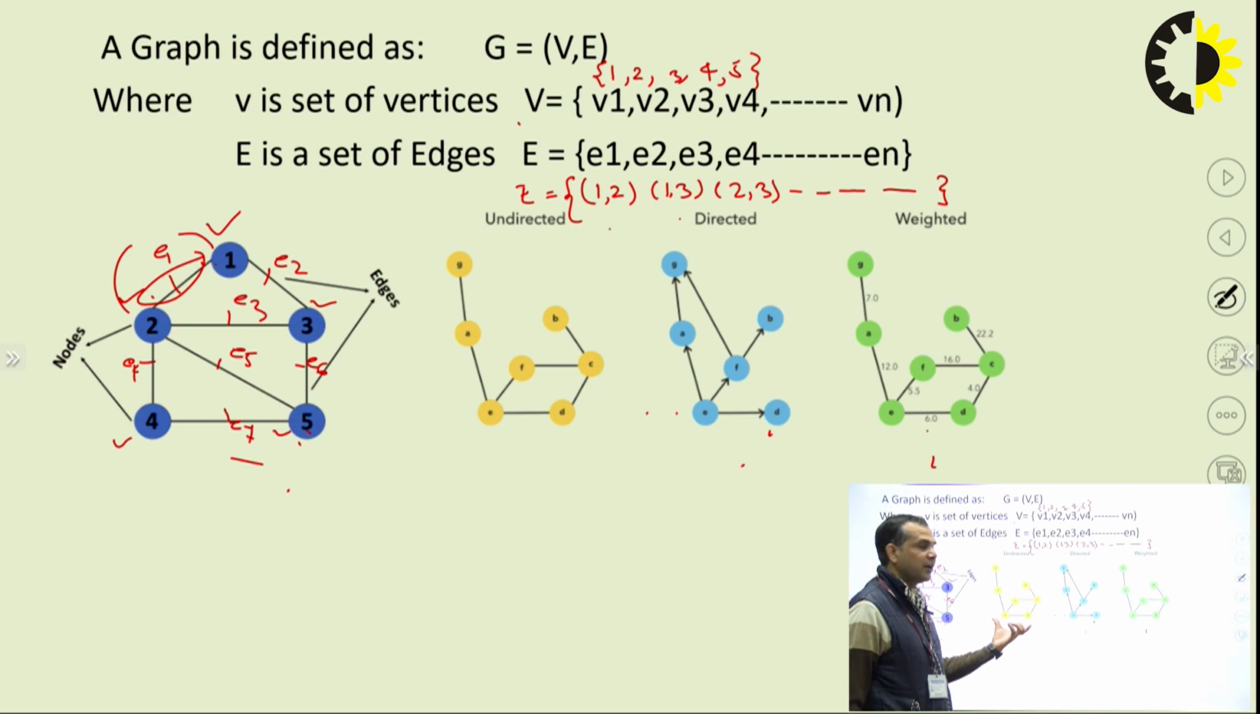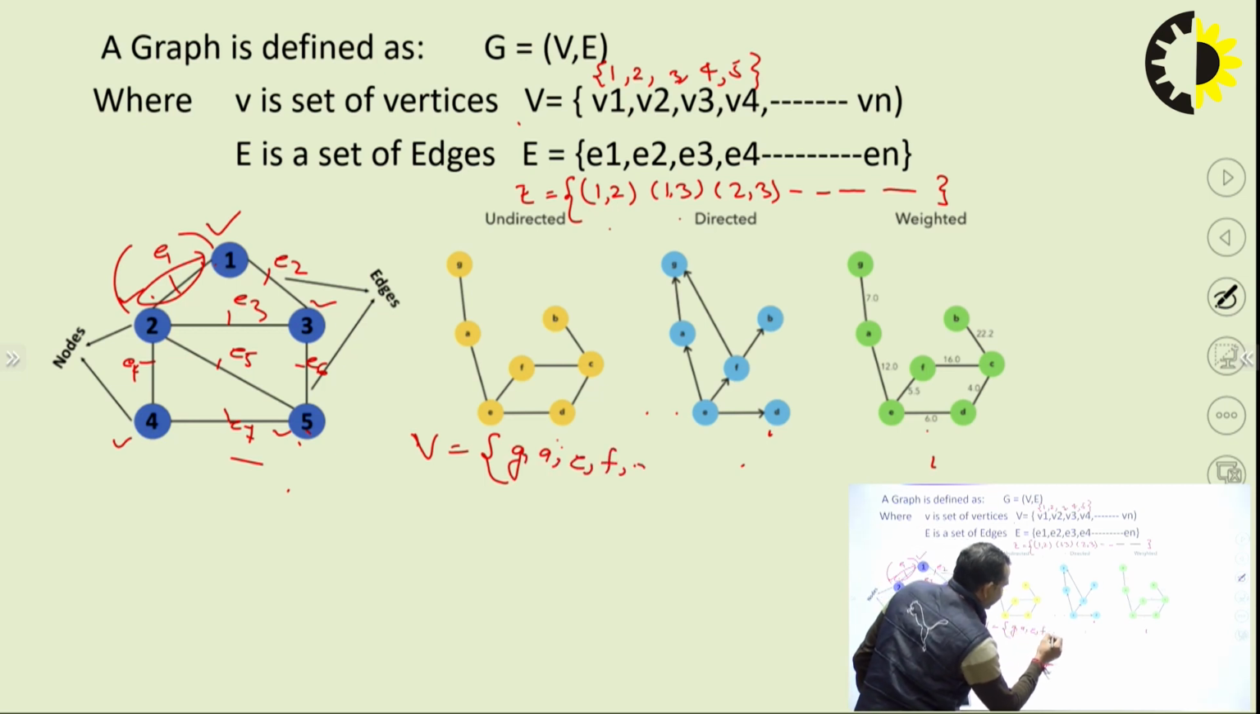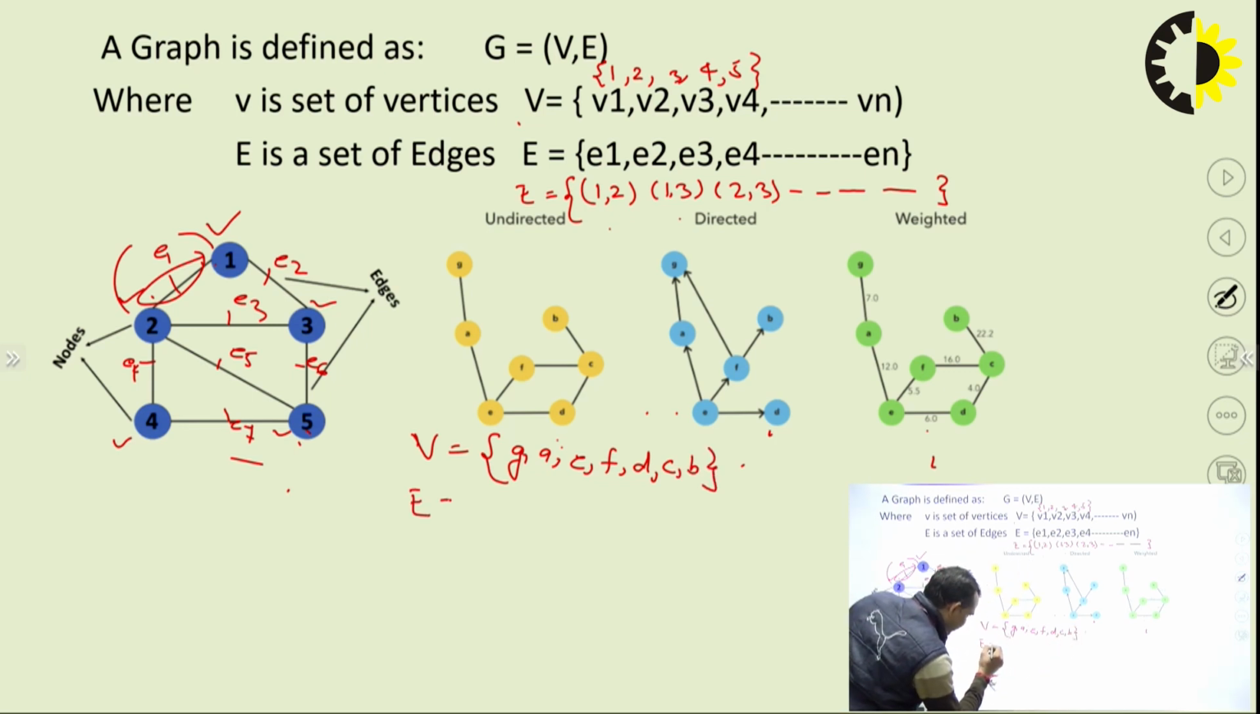Again, here it is also an undirected graph. If we have to find out the number of vertices here, V equals, we can define our vertices as G, A, E, F, D, C and B. Similarly, we can define the set of edges, that is E. What is the first edge? This one belongs between the node G and the node A, or we can say the vertex G and the vertex A. So we can define it as G comma A.